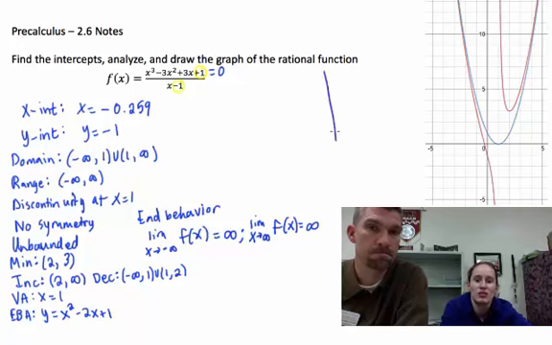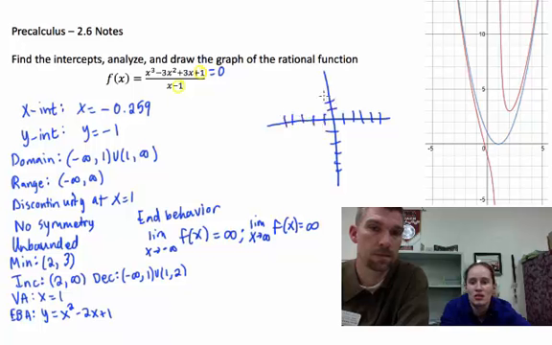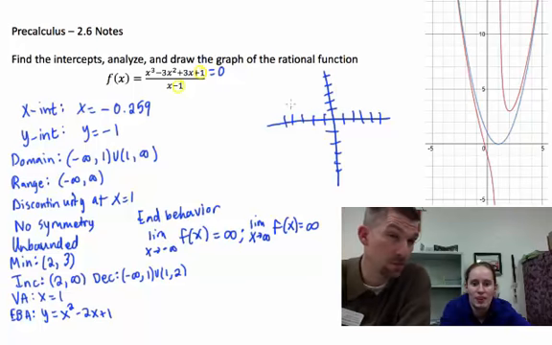Let's draw this graph. So we know that it's going to cross the x-axis at negative 0.259, which is really close to 0. Y equals negative 1, we've got a point. We've got an asymptote here at 1.